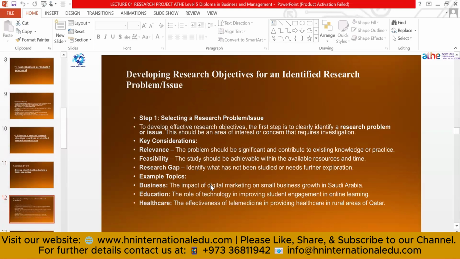Okay. Step one under developing research objectives for an identified research problem or issue is selecting a research problem or issue which you want to work on. To develop effective research objectives, the first step is to clearly identify a research problem or an issue. There should be an area of interest or concern that requires investigation.